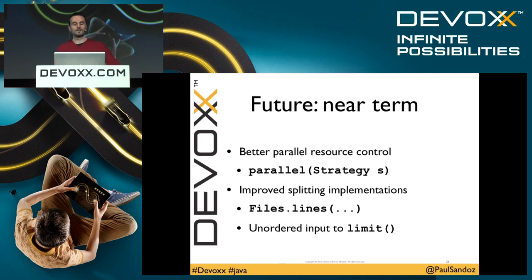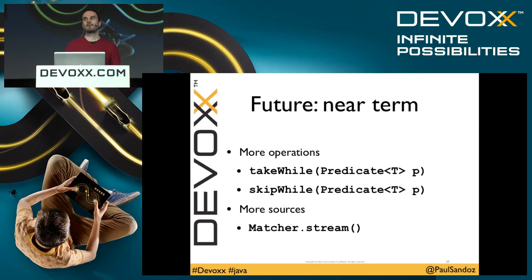We want to improve a bunch of splitting implementations. Files.lines I talked about before. There's some things related to limit that I need to improve on. And in fact, limit is extremely hard to parallelize under the covers because it is inherently stateful. I don't think I'm going to be able to show it in terms of visualization, but there's reasons why we were kind of reluctant to think about this initially because of the cost it has. And this relates to more operations that we haven't added yet, called take while and skip while.